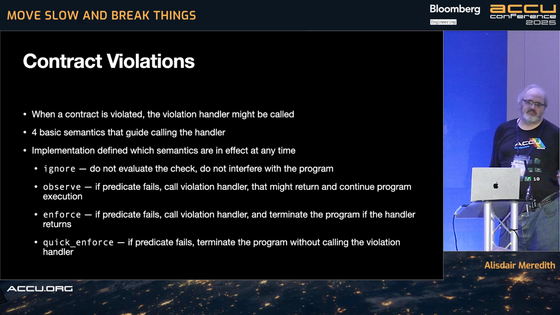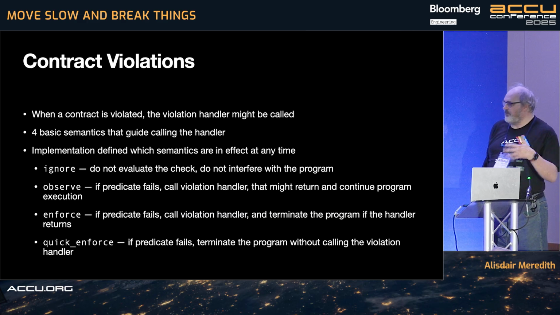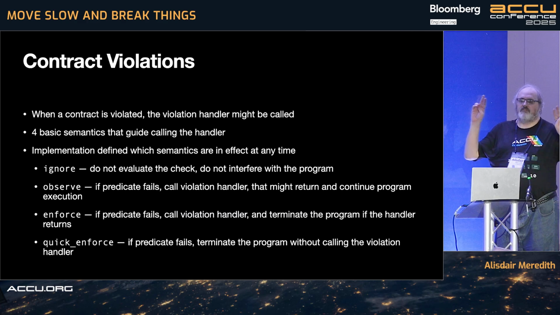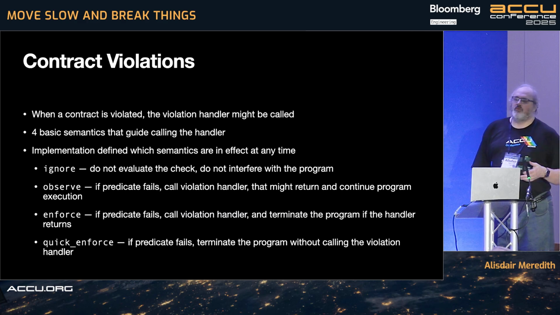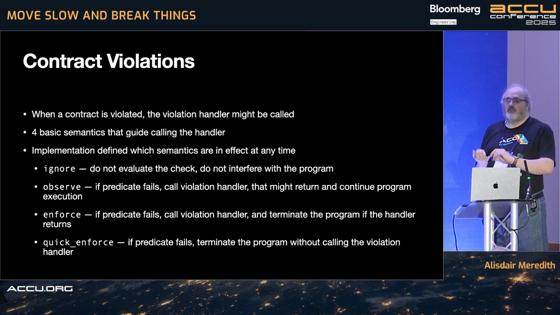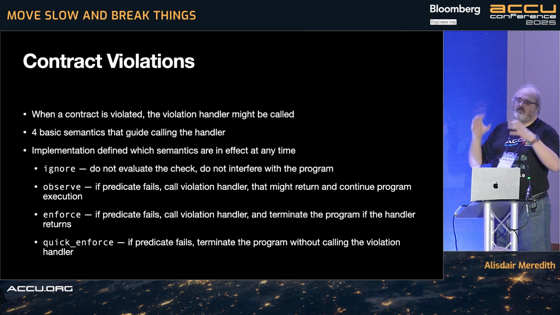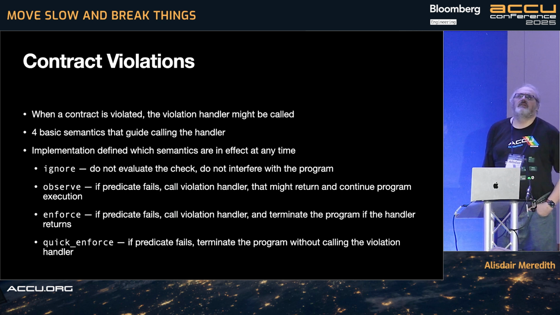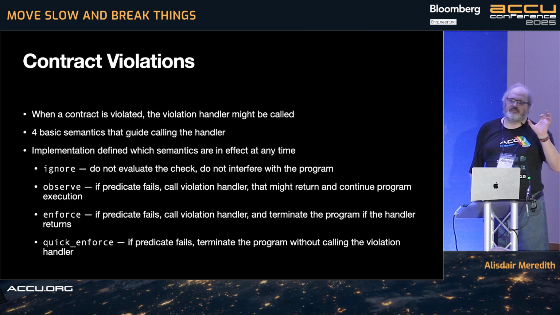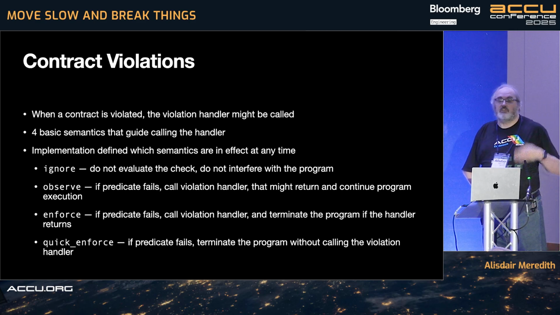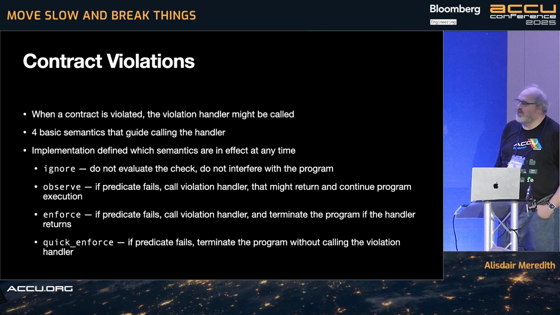So we have these contracts, these annotations with pre, post, and contract_assert. And when a contract is violated, we might call the violation handler, which is just a function we call with the information about the contract itself: the stringization of the code, the source file and line number, where it was in the source. I've forgotten the name of the standard type now for the source info that says, okay, this is where my issue occurred. And there are 4 basic semantics that we can have. And there's an enumeration to tell you which of these was involved.